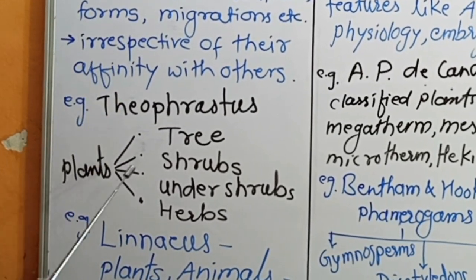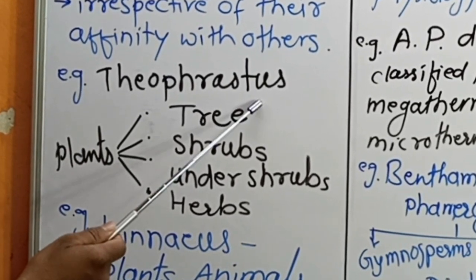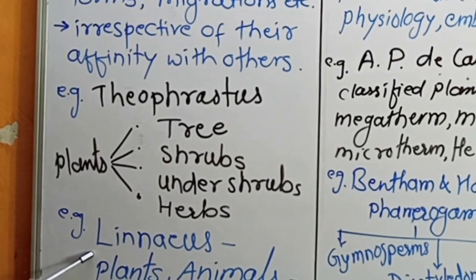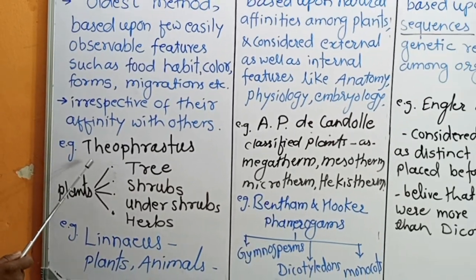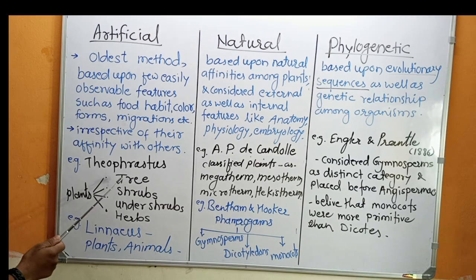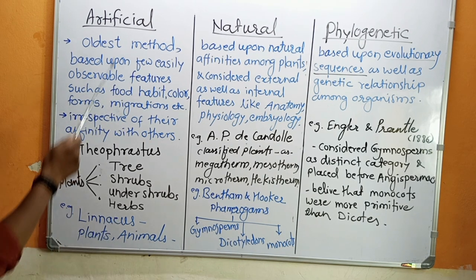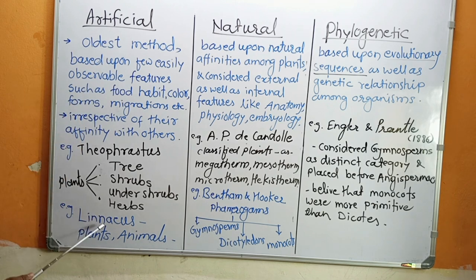Now there are two methods of classification that come under the artificial: classification by Theophrastus and classification given by Linnaeus. Theophrastus was the first person to classify plants into various categories, namely trees, shrubs, undershrubs, and herbs. Another method given by Linnaeus is also considered an artificial method of classification, whereas Linnaeus classified the organisms into two categories as kingdom Plantae and kingdom Animalia.